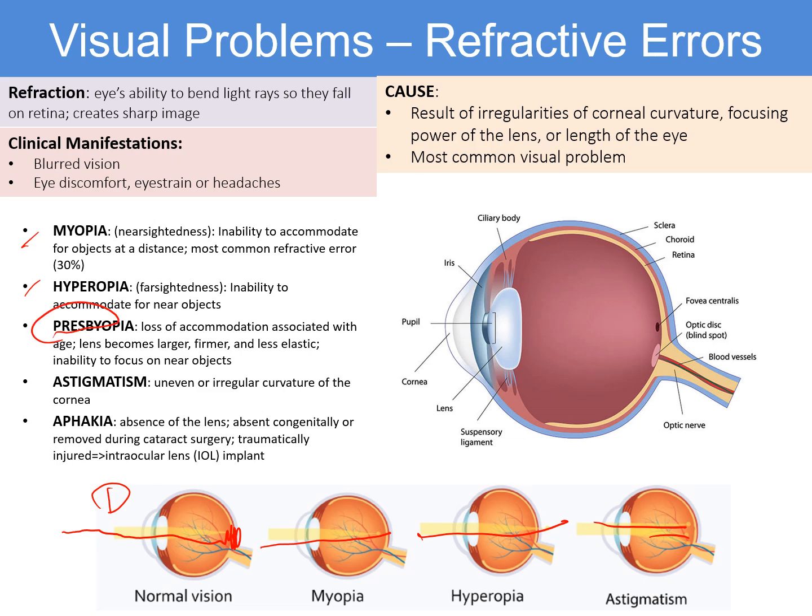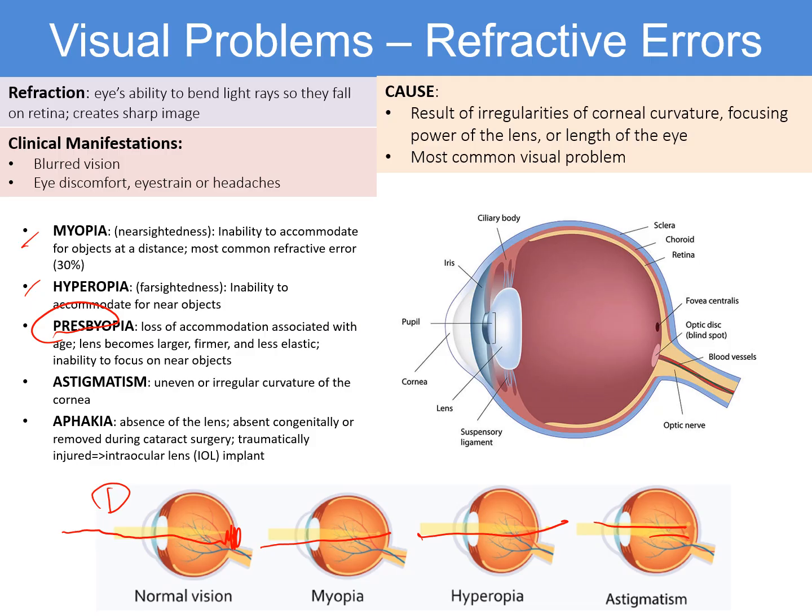Okay, so this is presbyopia, the loss of accommodation associated with age, and this is due to the lens becoming larger, firmer, less elastic. Okay, so remember, with age, the lens in the eye becomes firmer, less elastic, and it becomes a little larger. So you have presbyopia, which is the inability to focus on near objects.